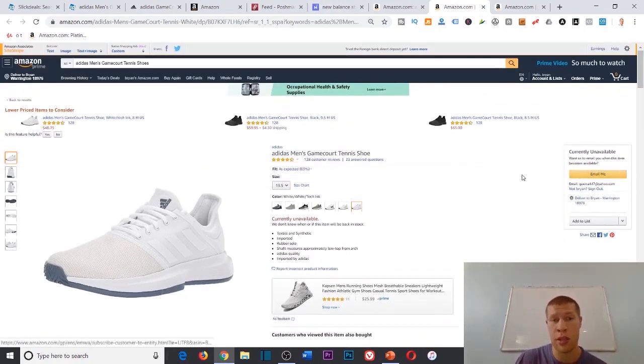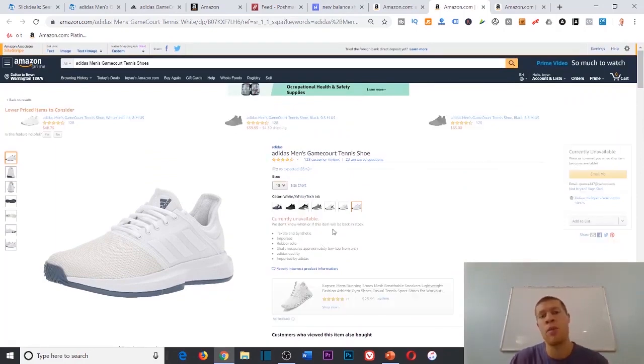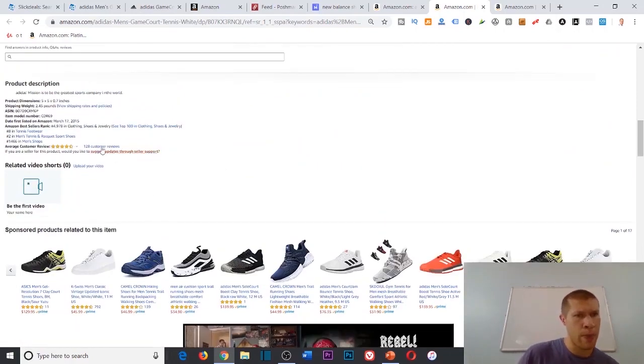It looks like these are currently unavailable, but normally these sell, let's go to like 10, which is probably a normal size for these. So normally they have a good listing. They're selling at about 50 to potentially 60 bucks, some of them. I think the last ones that we were at were like 60 or whatever it was. I don't remember. They're selling pretty well. They're almost 5,000 in clothing, shoes, and jewelry. But can we sell them?